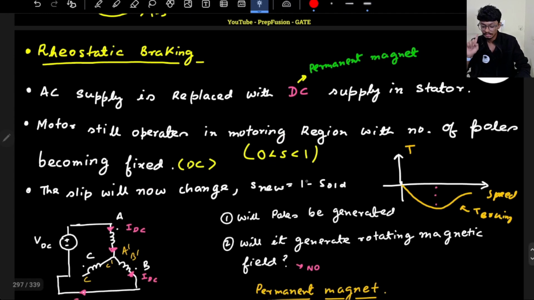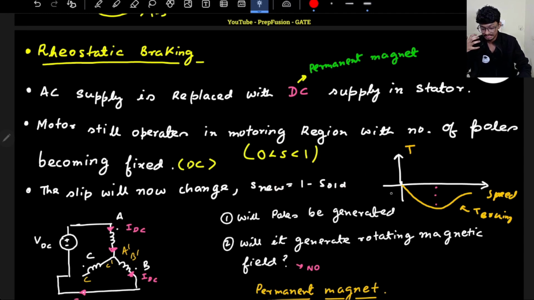But the new slip will change. Why? Previously, what was slip? Slip was basically the lag between the stator magnetic field and the rotor, right? What is the speed of the stator magnetic field? 0. What is the speed of the rotor? Nr. Previously the lag was Ns minus Nr, now the lag is Nr. So that's why the slip also will change. The slip will become 1 minus s old.